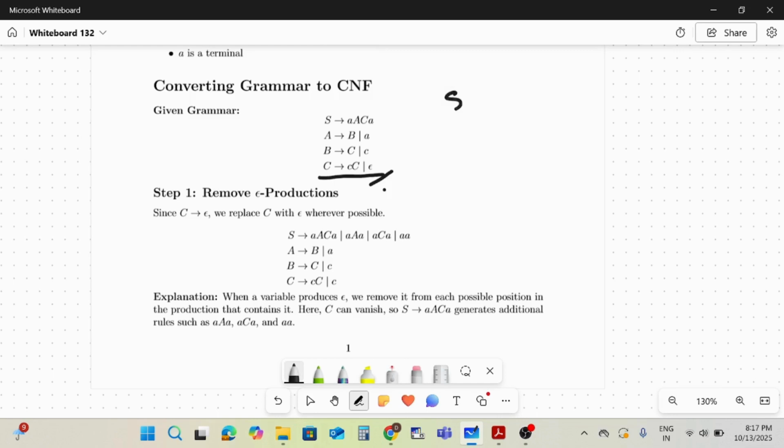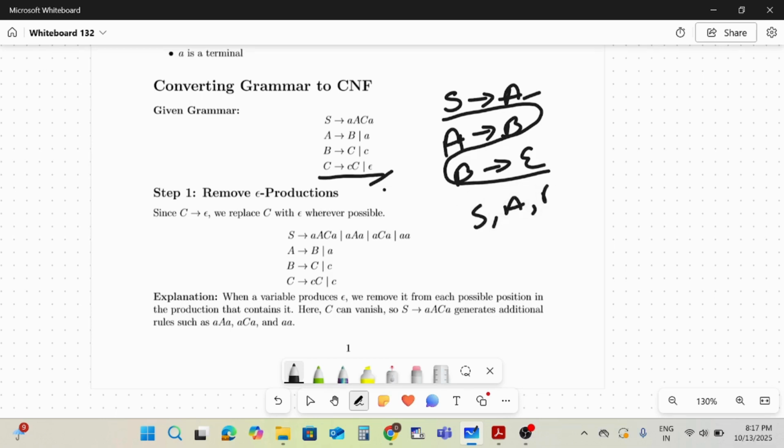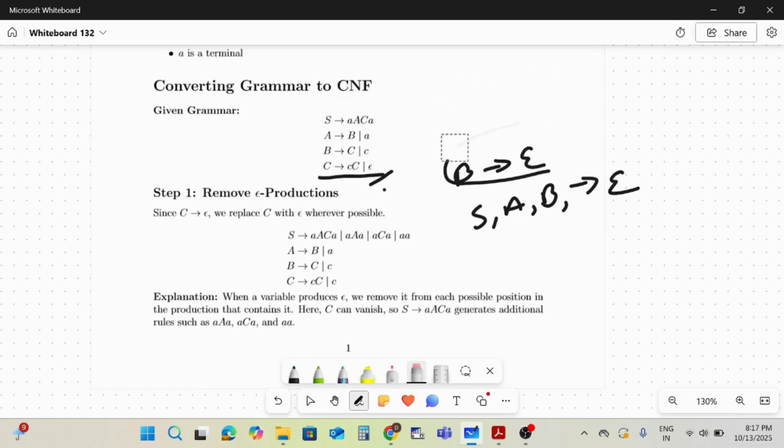How do we identify which ones are taking epsilon? Suppose you have something like S tends to A, A tends to B, and B tends to epsilon. This is a transitive property. So you can see that all of these are taking epsilon: S tends to A, A tends to B, B tends to epsilon. So S, A, B, all of these are taking epsilon. In a similar fashion, we need to identify which symbols are taking epsilon directly and indirectly.